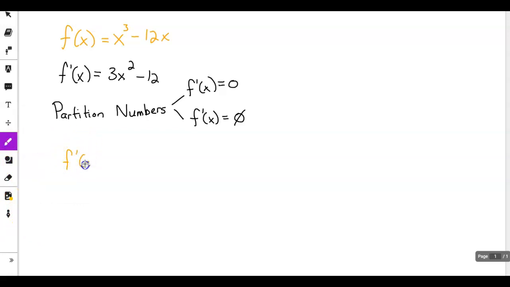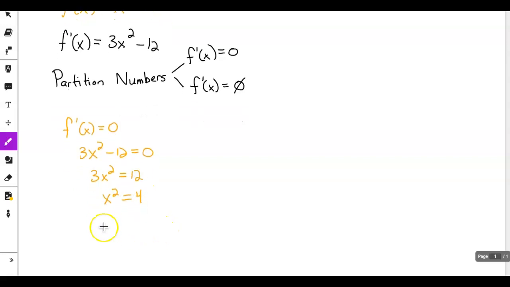So our derivative is equal to 0 when 3x squared minus 12 equals 0. And to solve that, you add 12 and then divide by 3, and you get x squared equals 4. The mistake that you're going to make right here is that when you take the square root of both sides, you're going to forget the plus or minus. So this would be x is equal to plus or minus 2. So we have two partition numbers.